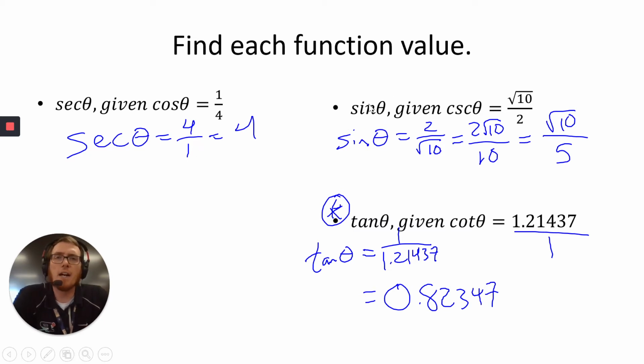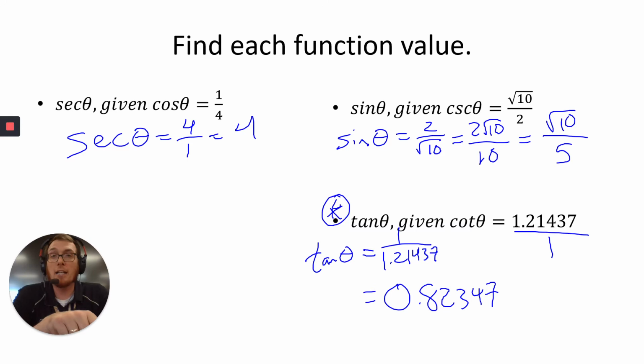The second one says find secant if cosecant is root 10 over 2. You would flip that around, so now it's 2 over root 10. You multiply by root 10 on the top and bottom to rationalize it. But then you'll notice here at the very last moment you have to simplify. So this 2 and 10 needs to become a 5 on the bottom just by simplifying those pieces. So that's something to keep in mind as you're looking at those questions.